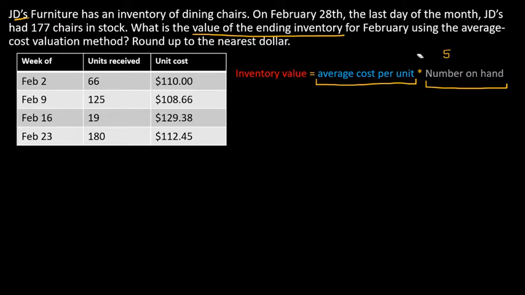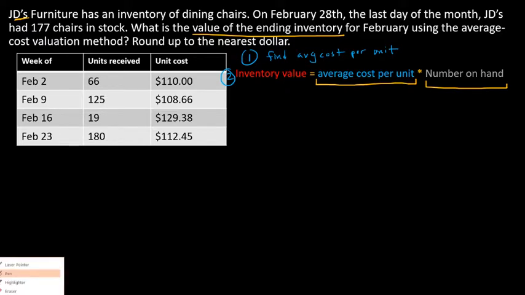Now, since this is the average cost method, the value of inventory that we're going to use is going to be based on the average cost of all the units, okay? The average cost of all the units, that's what we practiced calculating in the last example. So to find the inventory value, the first thing we're going to have to do is find the average cost per unit, okay?